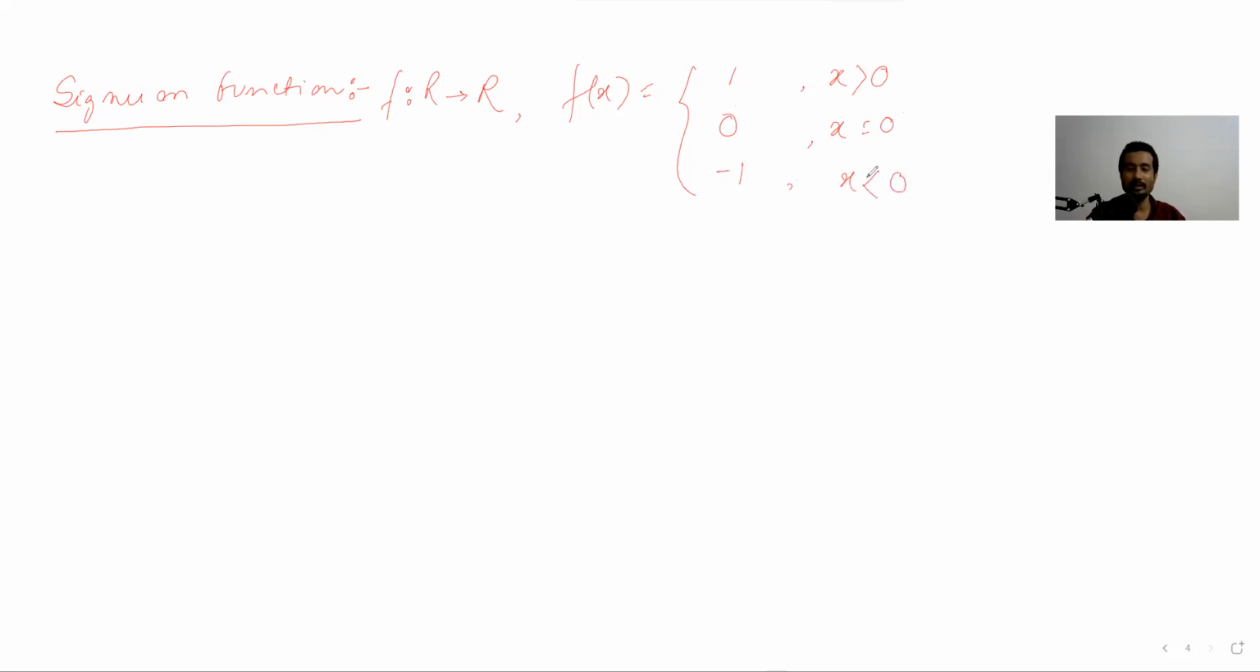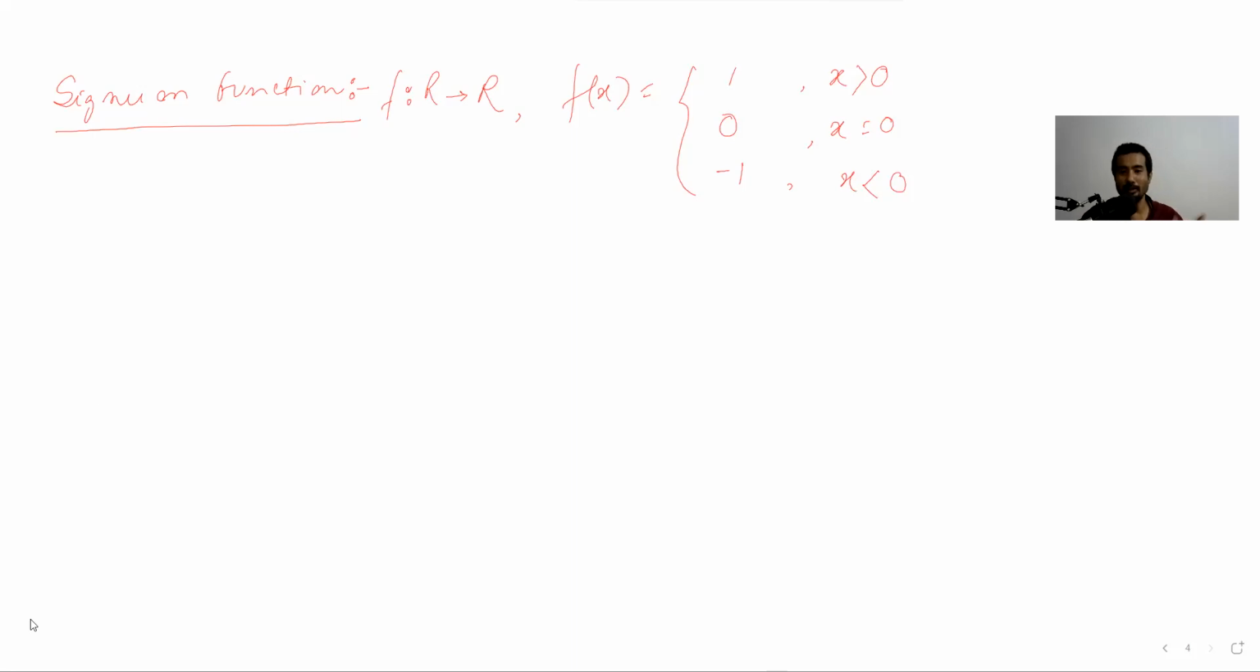So we have split the conditions into 3 parts. First, whenever x is positive, the image is 1. Whenever x is 0, the image is 0. And whenever x is less than 0, which means all the negative real numbers, for all the negative real numbers, the image is -1.